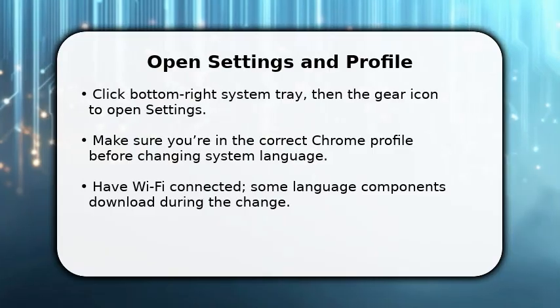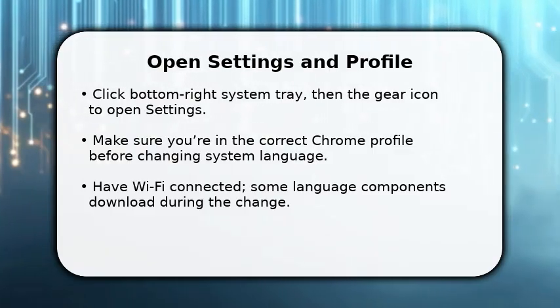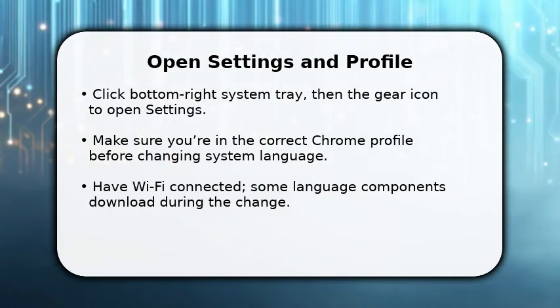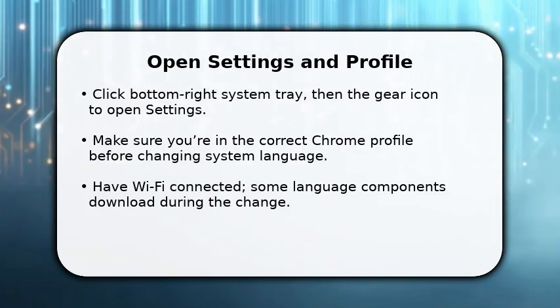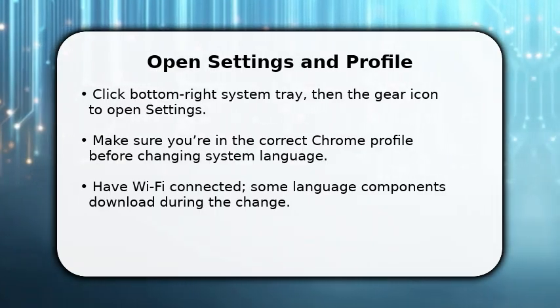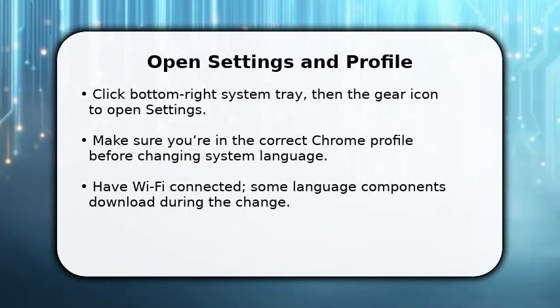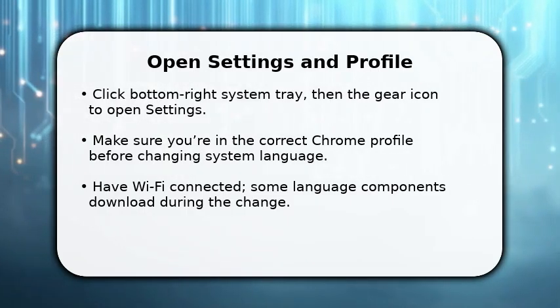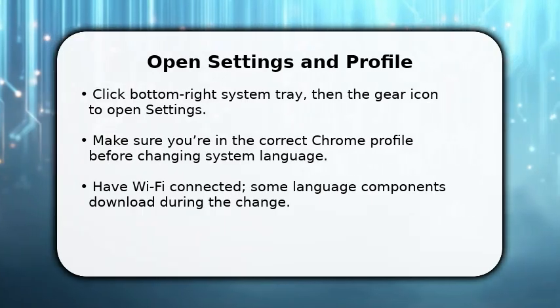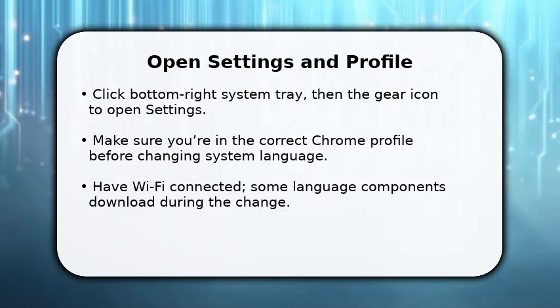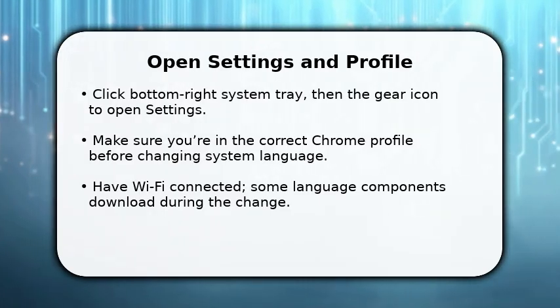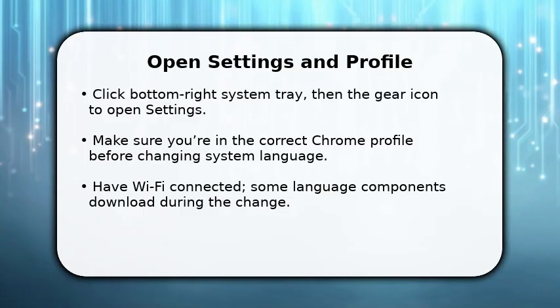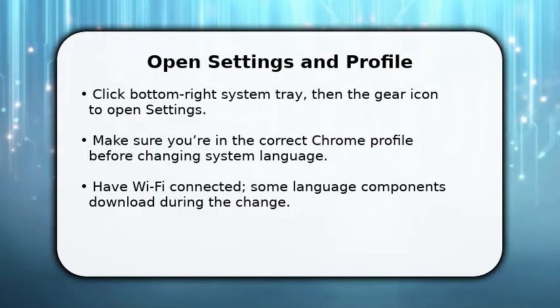Enjoy the video. You're starting in Settings because Chrome OS centralizes language options. Open the system tray, tap the gear icon, and confirm you're in the profile you want to change. Once done, use the search box at the top and type Languages to jump straight to the right panel. Make sure Wi-Fi is connected so Chrome OS can download language resources. This gets you to the actionable page quickly without extra navigation.